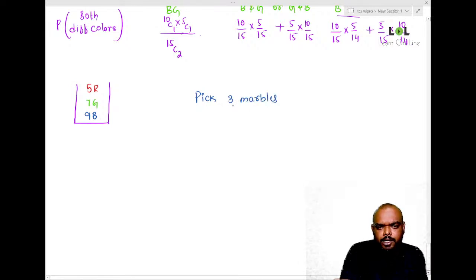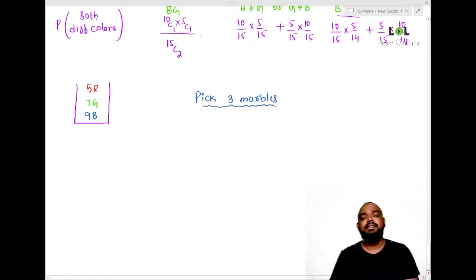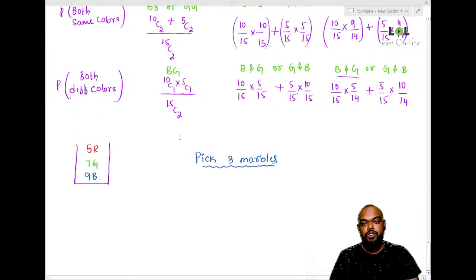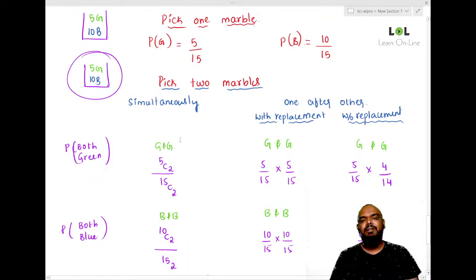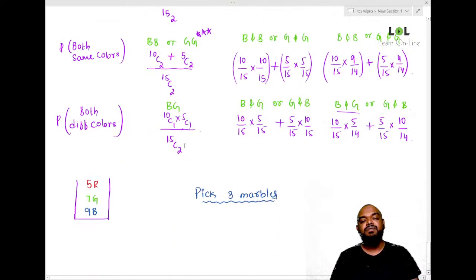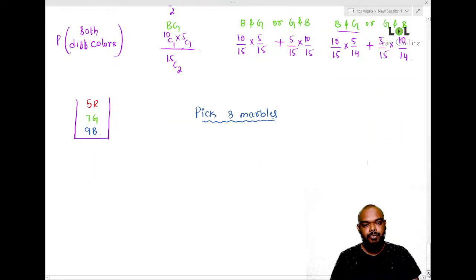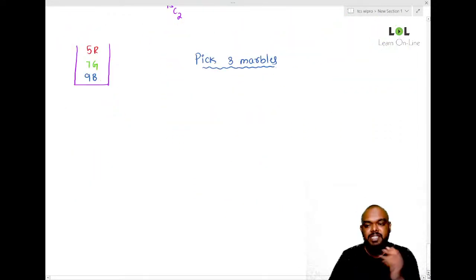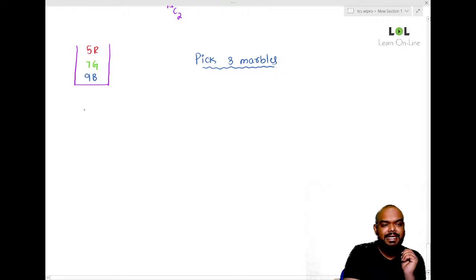Now, from here onwards we'll be dealing with only simultaneous picking because that is the most important one. No one after the other. One after the other you should know, but it will be hardly asked. In most cases the questions will be asked on simultaneous picking. Now, I can ask different types of questions. Suppose I ask you, picking 3 marbles, what is the probability of getting all red?